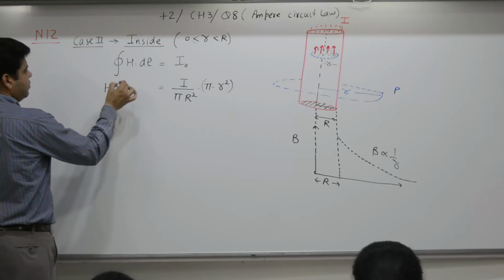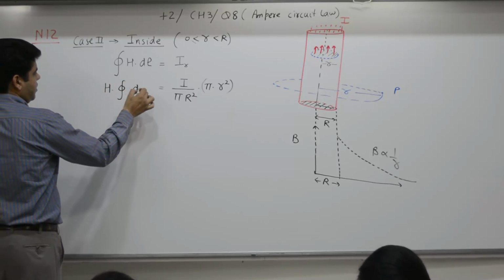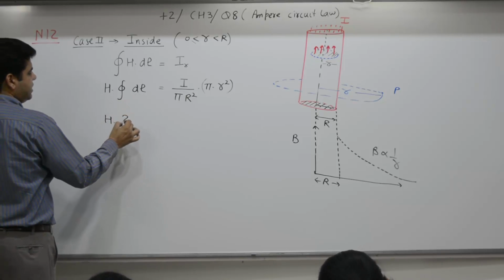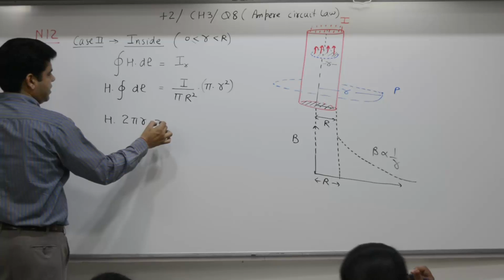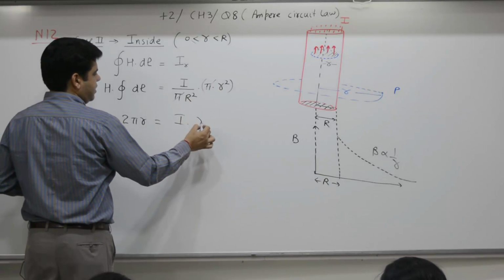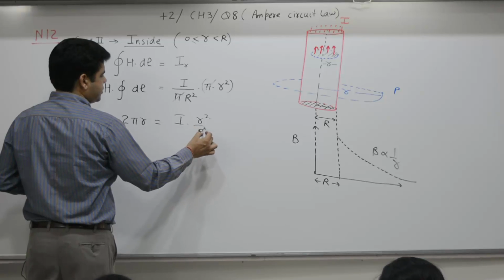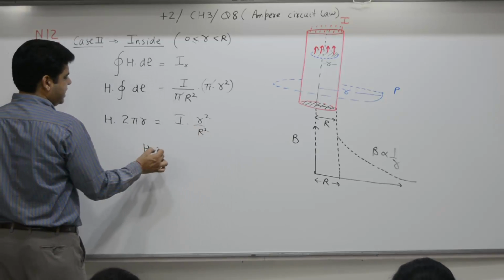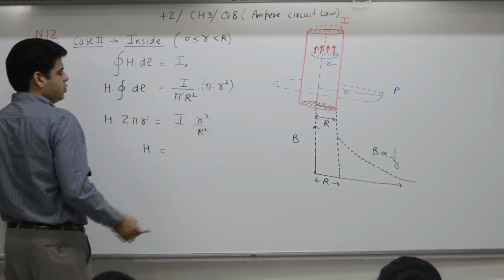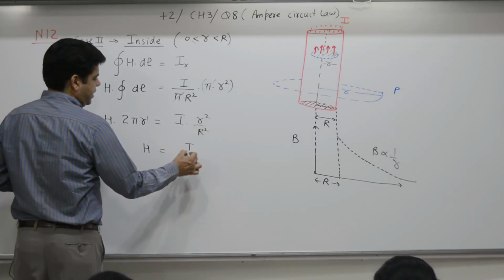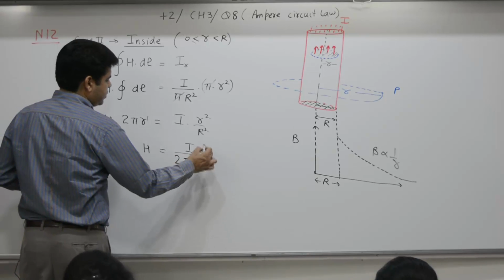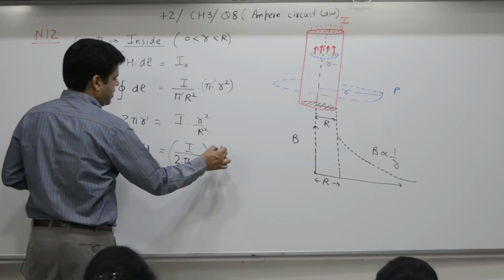H you can take it out. H into dl, dl is 2 pi r, is equal to I. Pi cancels. r square by capital R square. Solve it and we get H. This is r power 1. This is R power 2. H is equal to I over 2 pi R square into r.